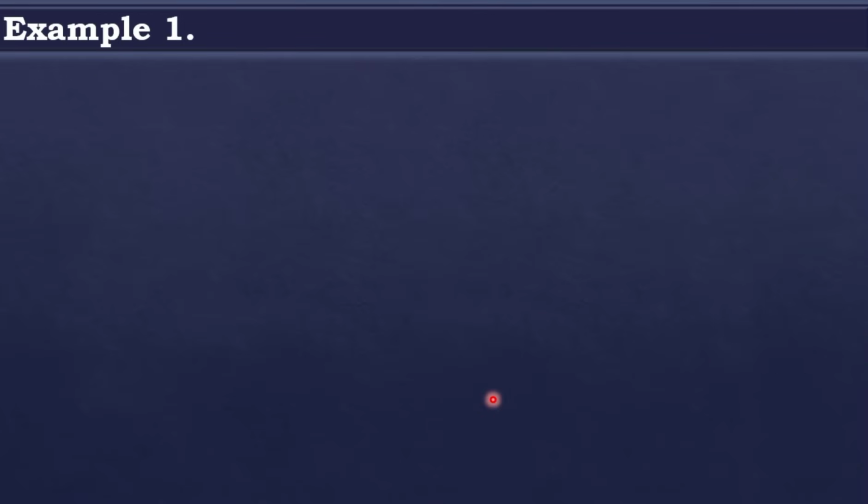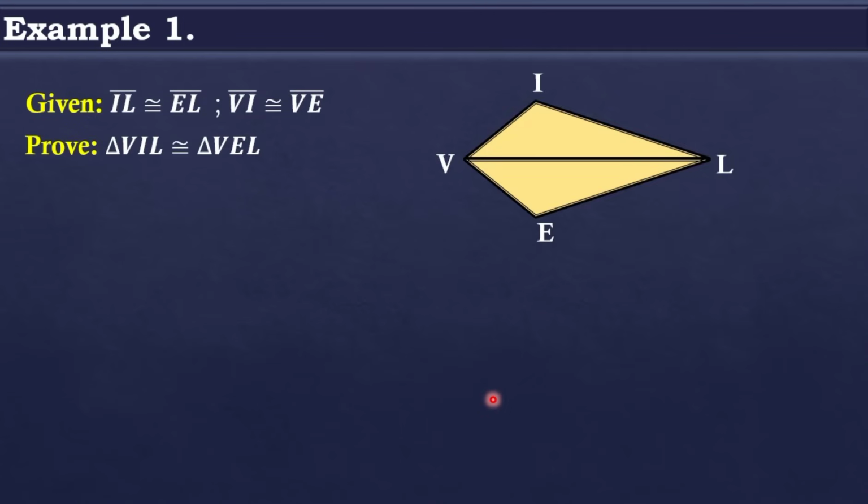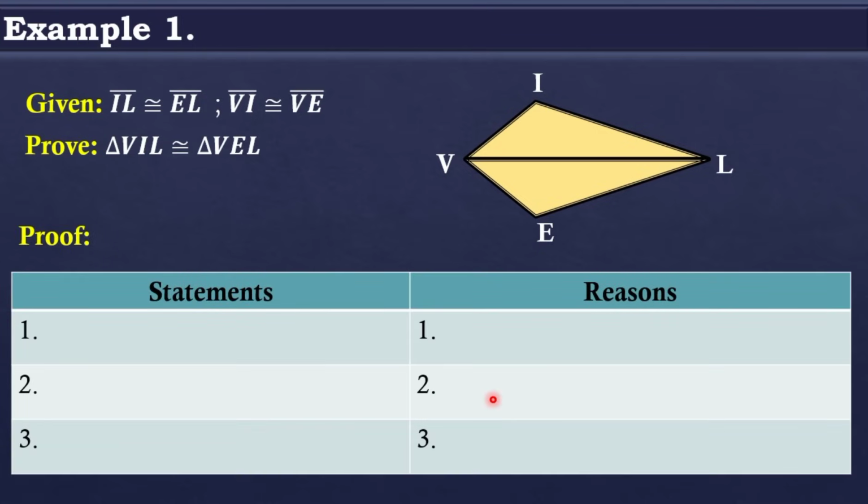So, eto po yun. Let's have an example number 1. I have here segment IL is congruent to segment EL. And then segment VI is congruent to segment VE. So, let me remind you that in writing two-column proof, we may have different ways or steps in proving. Okay? Iba-iba po ang sunod-sunod ng ating statements. Ang importante po dito is yung final answer.